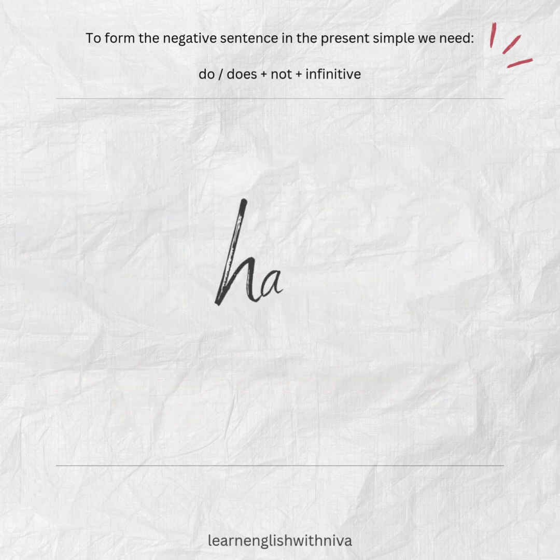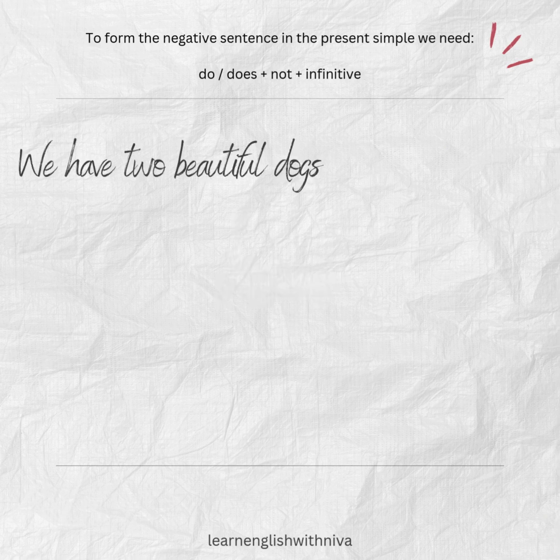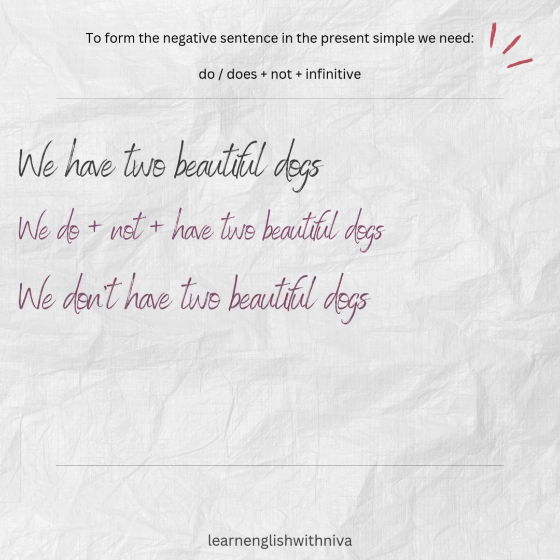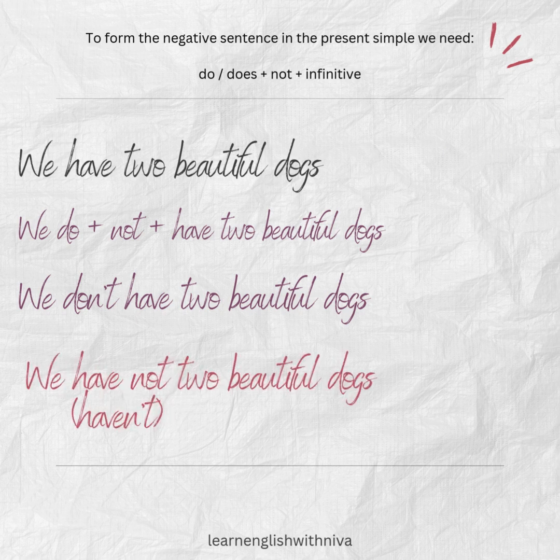The confusion comes when we have the verb have. So the sentence, we have 2 beautiful dogs. The negative is we do not have 2 beautiful dogs. And we can contract it and say we don't have 2 beautiful dogs.